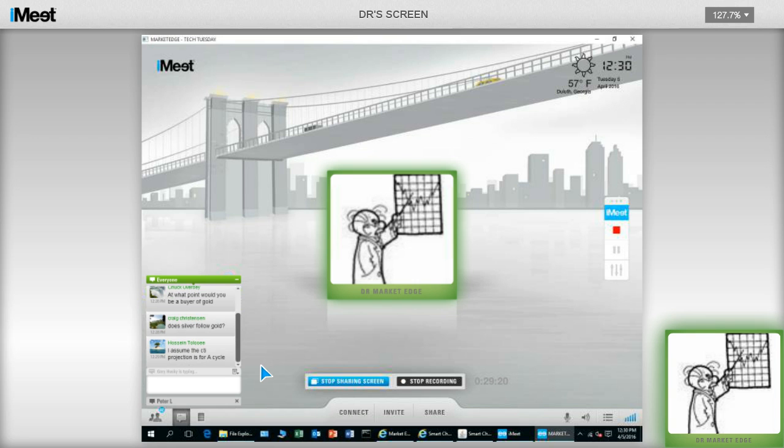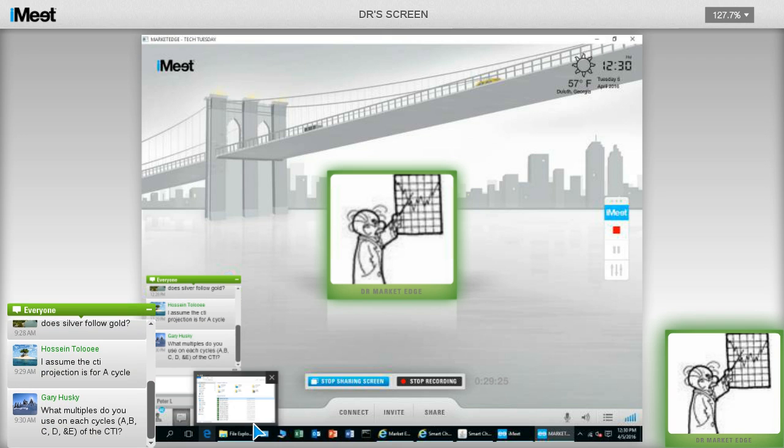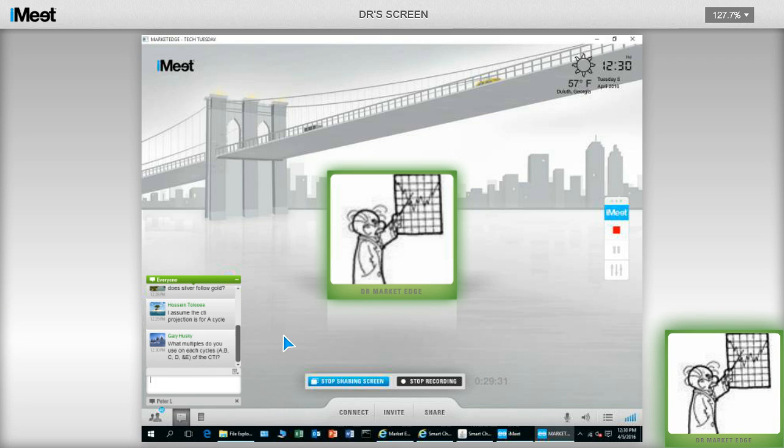Okay, I assume the CTI projection is for the A cycle. I meant to put a chart up on this, and I did, or a slide. What multiples do you use on these cycles? Okay, I'll go into that in just a second. Right now we're in week 5. A, C, and E are all bearish. B and D are bullish.